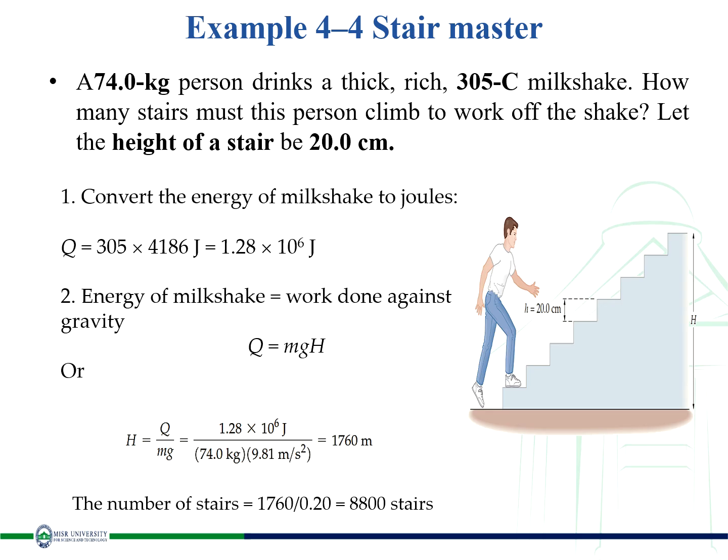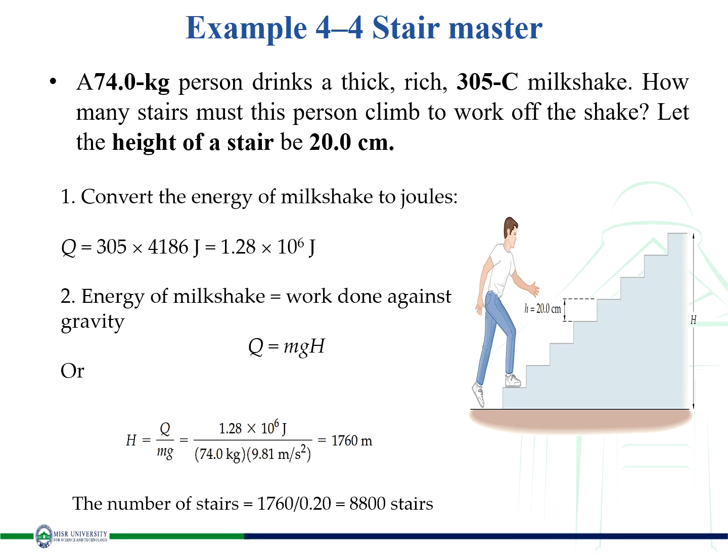But the question asks for the number of stairs. This is like figuring out how many individual steps you need to take to reach the top of our metaphorical apartment building. We know each stair has a height of 20.0 centimeters. Of course, we need to convert that to meters to be consistent with our total height. 20.0 centimeters is 0.20 meters. So, to find the number of stairs, we simply divide the total height, h, by the height of a single stair. Number of stairs equals 1760 meters divided by 0.20 meters per stair. This gives us a whopping 8,800 stairs.